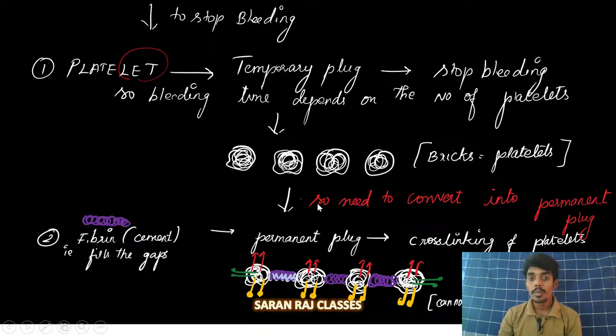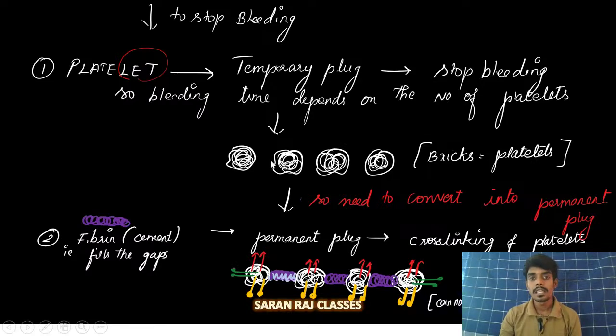In order to completely block the tissue damaged site from bleeding, we need to convert this temporary plug into a permanent plug. For that, the second element into action is the fibrin. This fibrin acts as a cement.